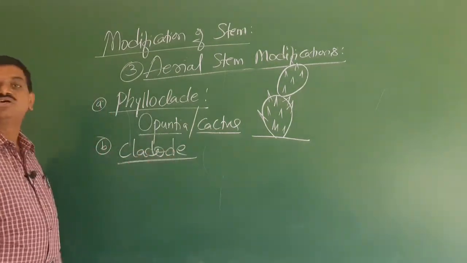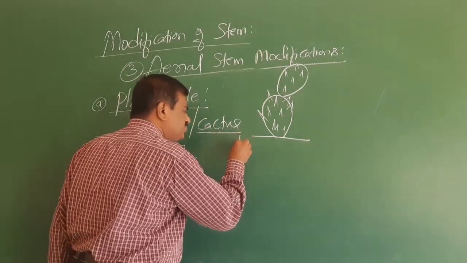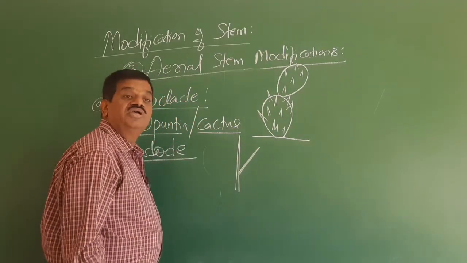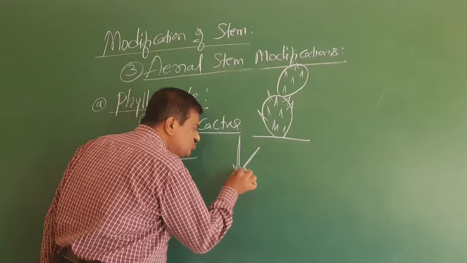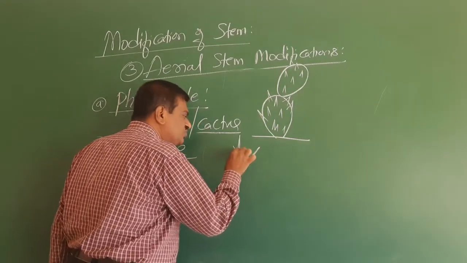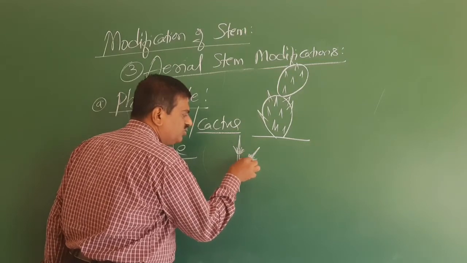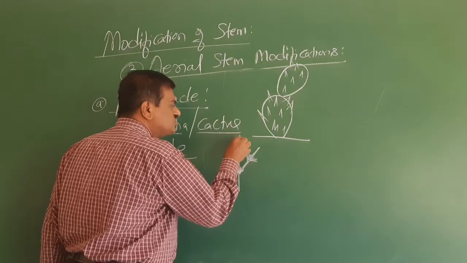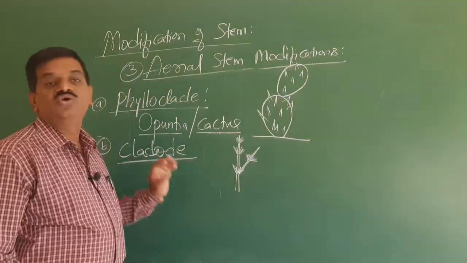The second one is cladode. Here the stem is delicate and has the presence of branchings. At the nodal region of the stem there is a presence of leaves, and these leaves are always whorls of leaves. There are also delicate leaves present, with whorls of leaves. So again here they help in photosynthesis.